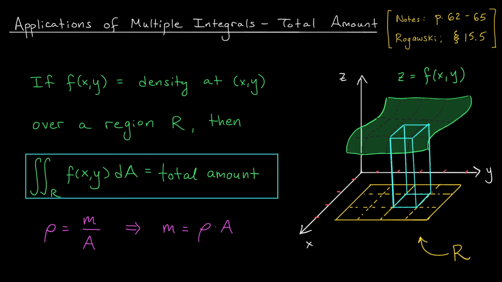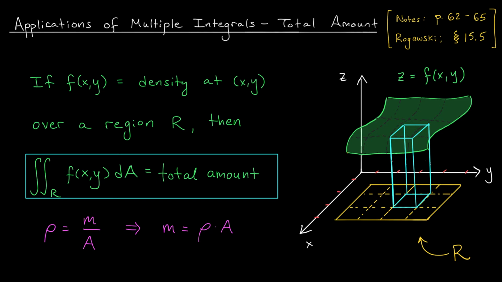But what we can do is chop up our object into a bunch of tiny little pieces, and on each one of those pieces we can say, okay, the density will be approximately constant. So we can use this formula to approximate our mass on each one of those pieces. On this piece, for instance, our object's mass is approximately the area of the base times the height of our density function. What we're saying here is that the object's mass is approximately the volume of this box.